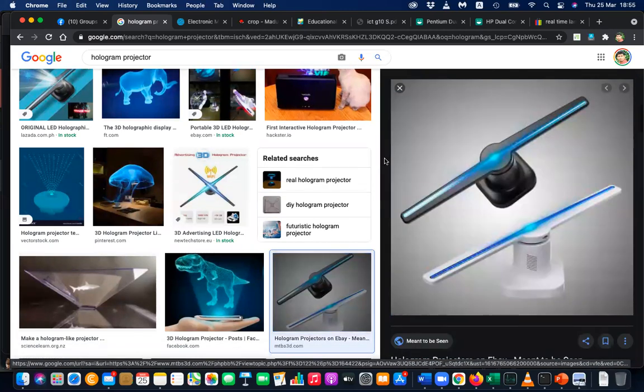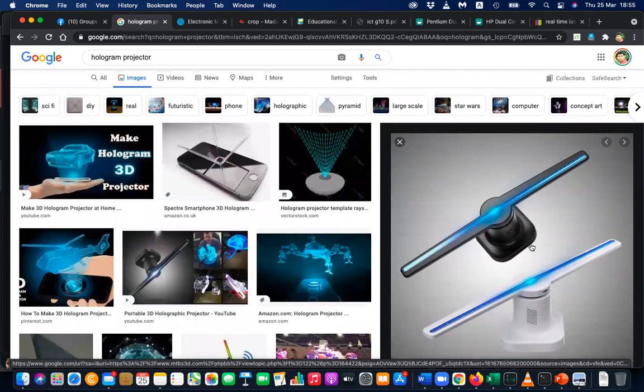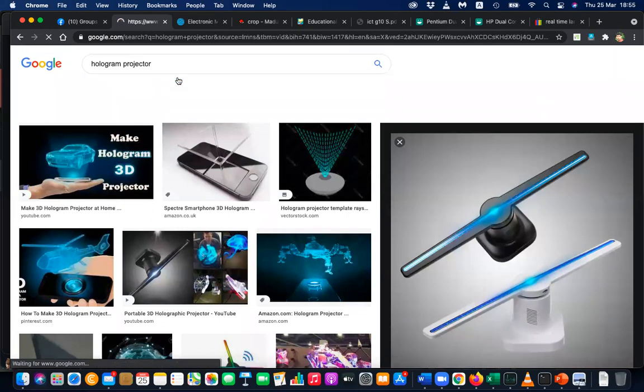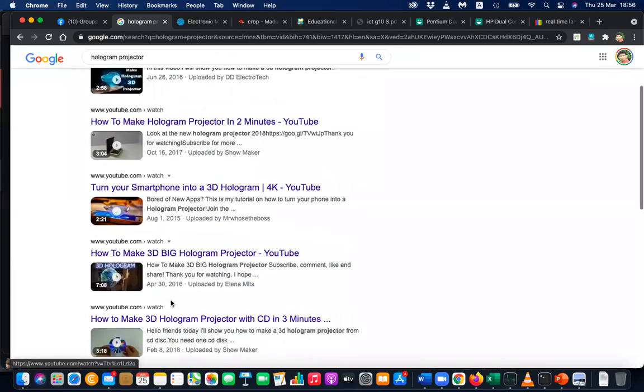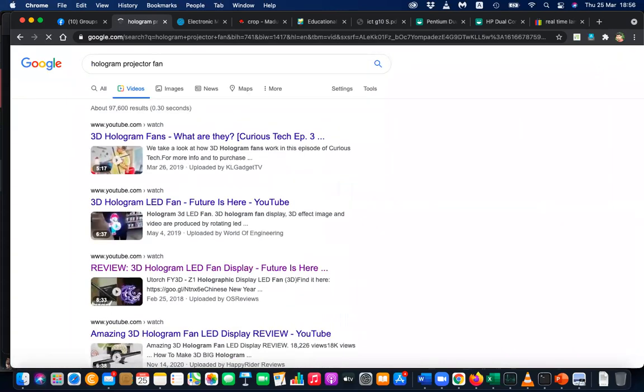And this is also a kind of projector. This is also a hologram projector. Have you seen this gadget? No, sir. This is also available in the market. This is a fan, but this fan creates a hologram or 3D image in the space. Does it rotate, sir? Yeah, it rotates. Do you want to see how it works? Just go to videos and search for hologram projector fan, and then you'll get this.